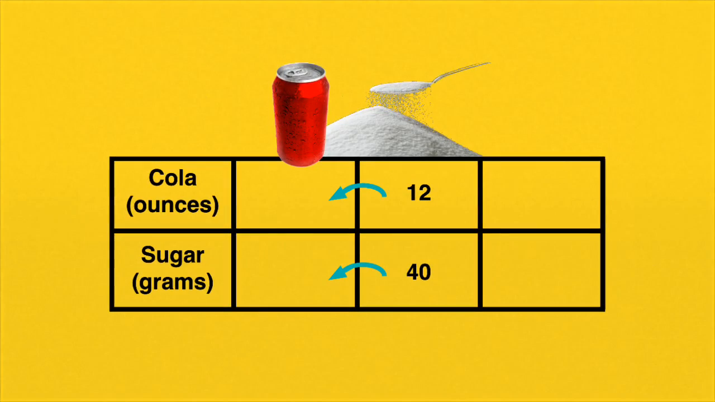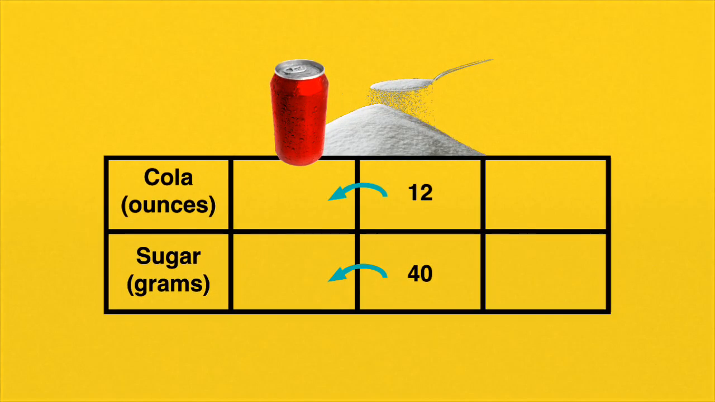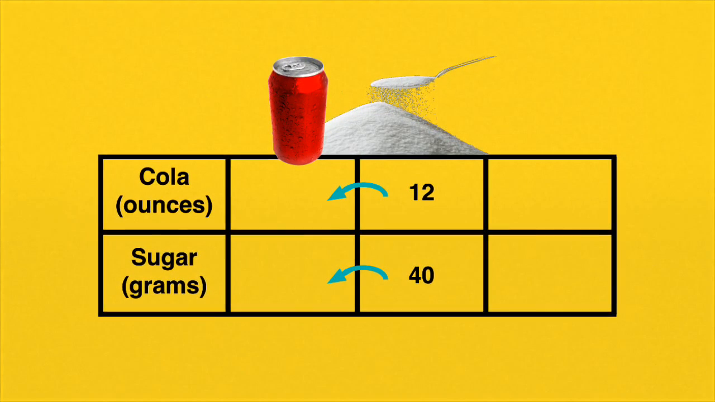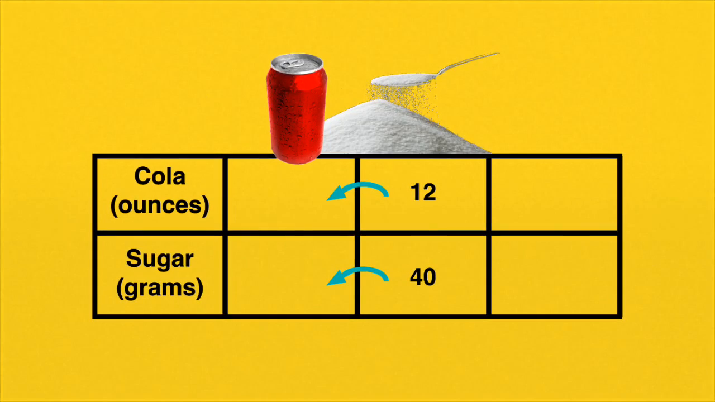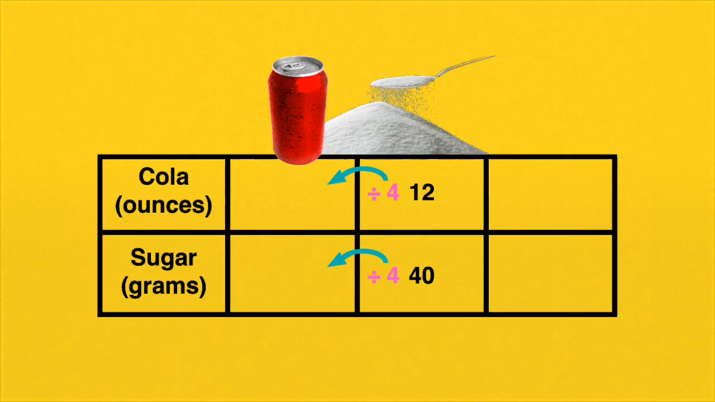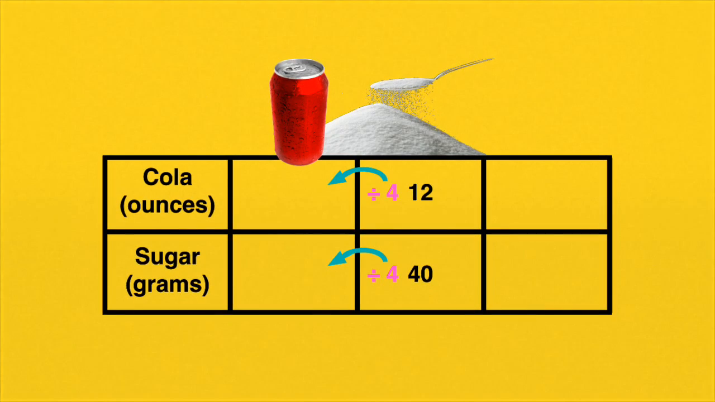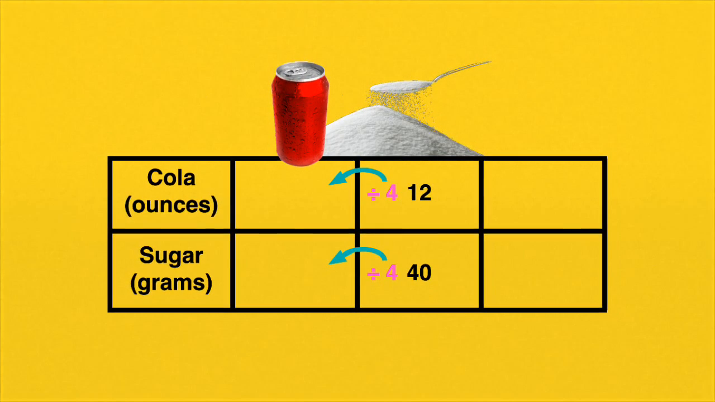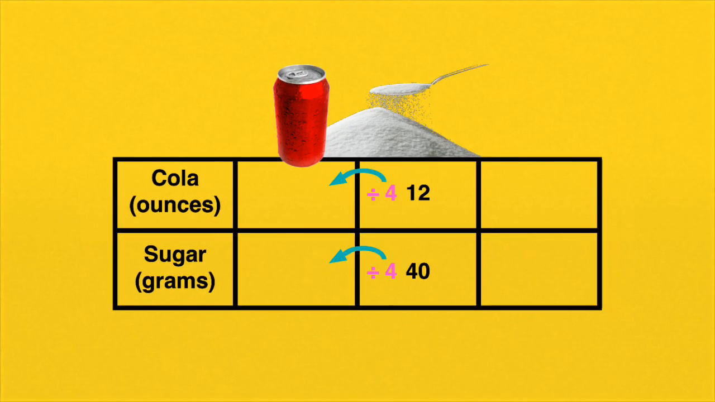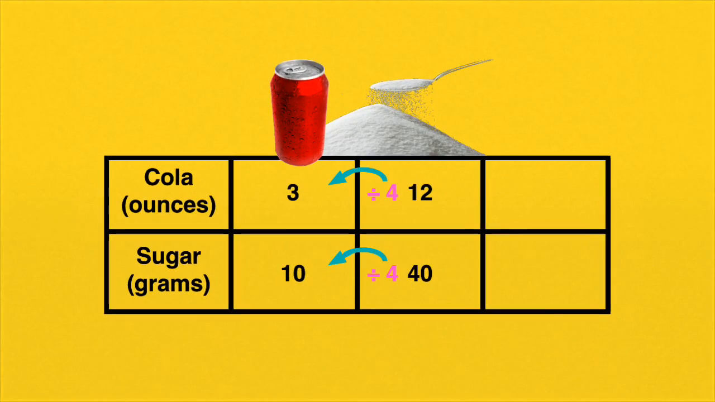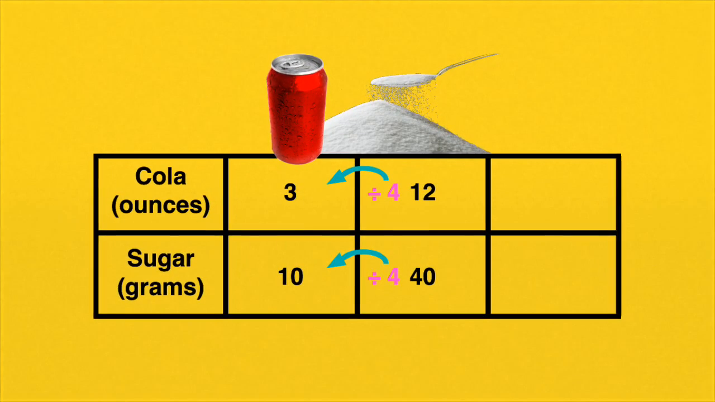To find out how much sugar a smaller amount of cola might have, I could take the values that I already have and divide them by the same number. I could use 2 or I could use 4, and in this case I'm going to divide by 4. So 12 divided by 4 will give me something, and 40 divided by 4 will give me something. And I'm left with, for every 3 ounces of cola, there are 10 grams of sugar.